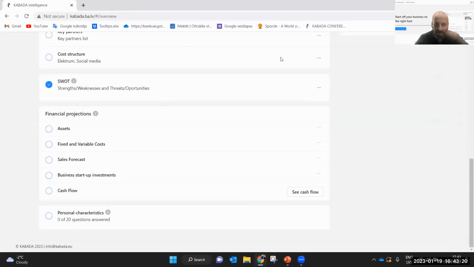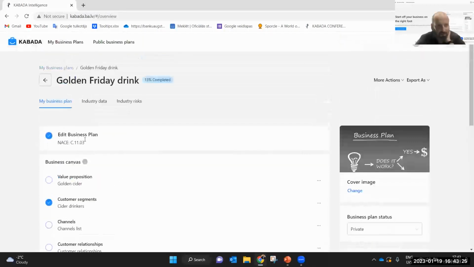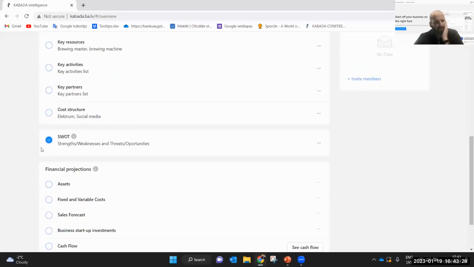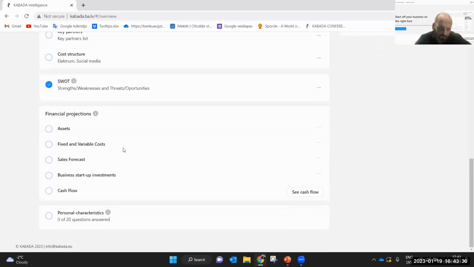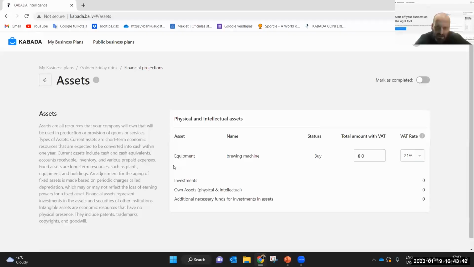the file based on what you've chosen going through the platform. And for the financial projections, I have to say, very briefly, there will be five sections, as you can see. For example, if you open assets, you see that the system already brought this equipment of brewing machine, as we specified it before. So now you just have to enter the sum, and the VAT rate will be added, which is in Latvia 21%, and that's it.